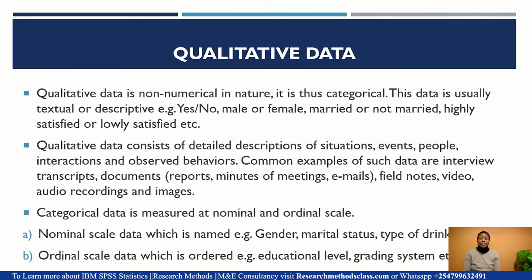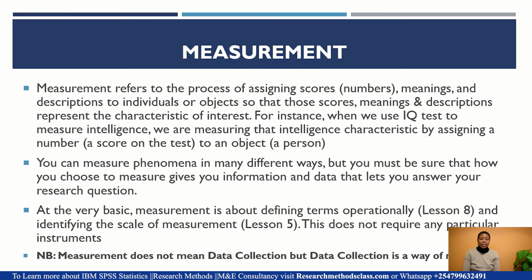Common examples of such data are interview transcripts, documents from reports or minutes or emails, field notes, video or audio recordings, images such as photographs. Categorical data, which we have said is qualitative and non-numerical in nature, is measured at nominal and ordinal scale of measurement. We said that nominal is used to name, whereas ordinal is used to order, and the differences between the ranks is not equal. This we discussed in lesson 5.